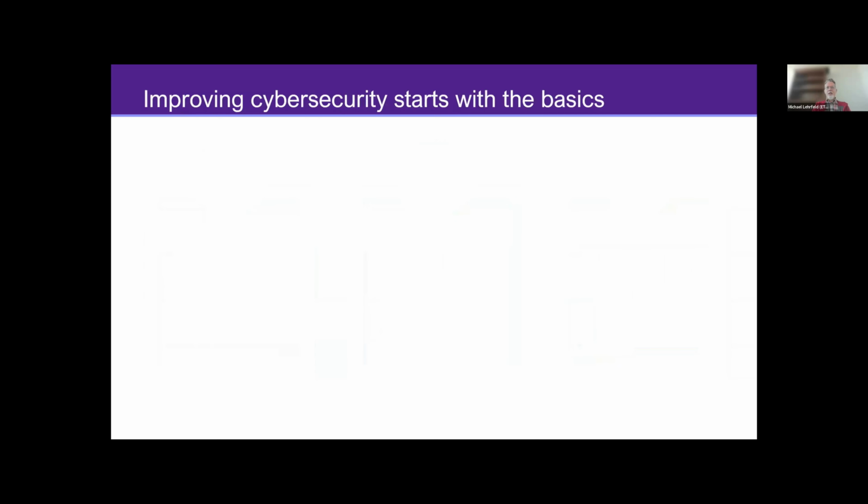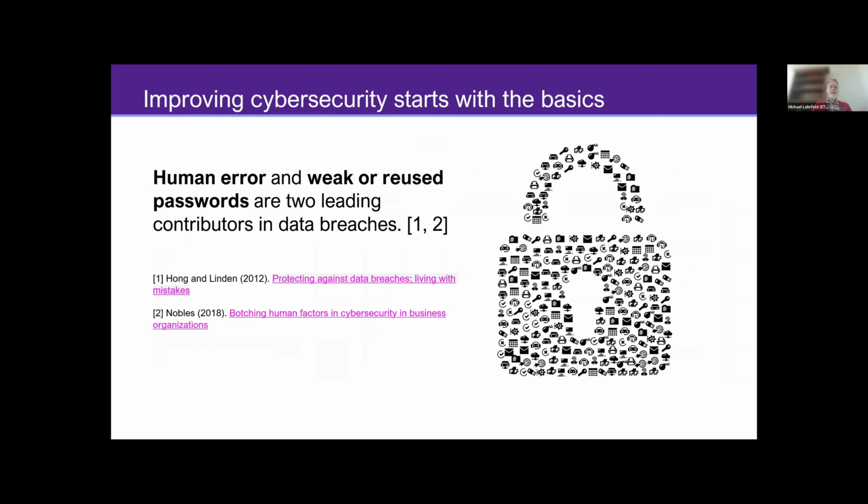So improving cybersecurity starts with some of the basics. These basics really are around human error and reused passwords. If you use the same password over and over for Facebook and Twitter and all these other platforms and your bank, you're much more likely to have an issue when it comes to having the money stolen out of your account. So ideally, what you want to do is use a different user ID and password for your bank than you would actually use for Facebook.